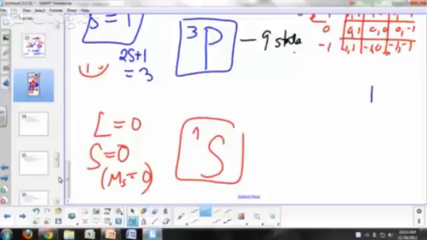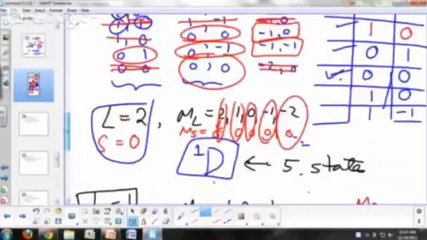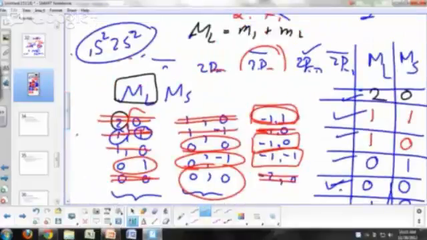Okay? The triplet P term is going to have 9 quantum states. So what are those quantum states? It's not any one of these Slater determinants. It's linear combinations of these Slater determinants. That's why we didn't care which of these combinations we pick. Okay.